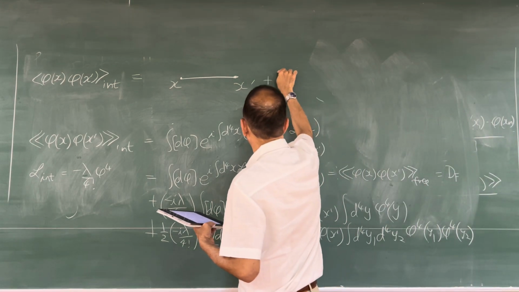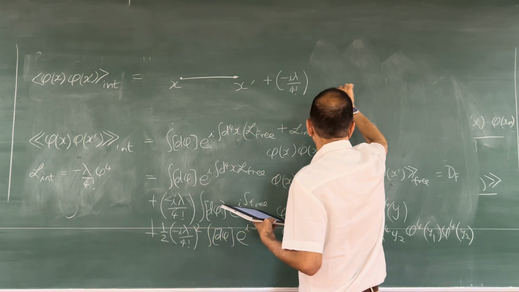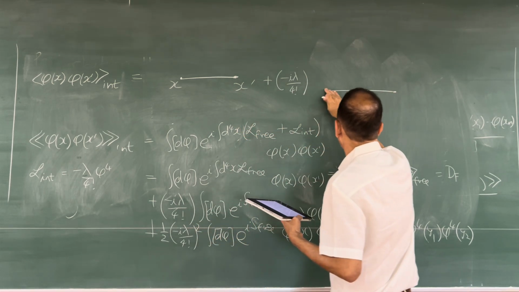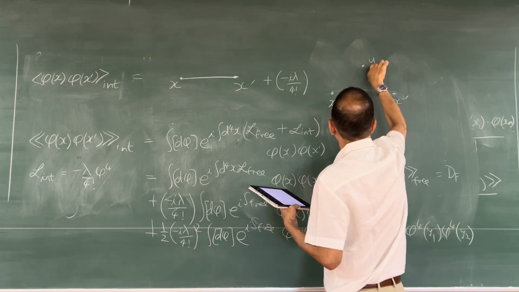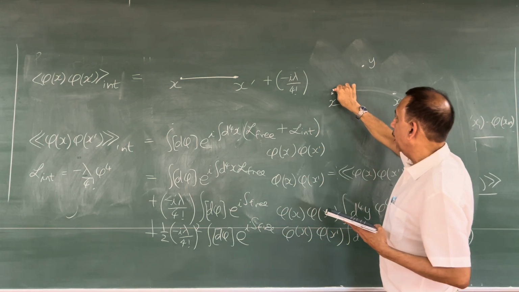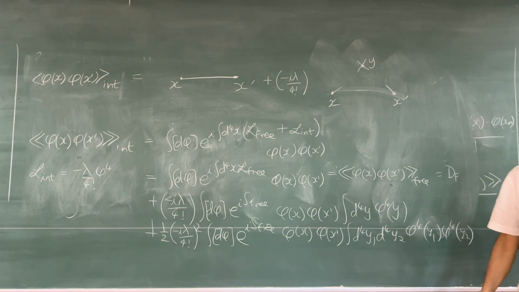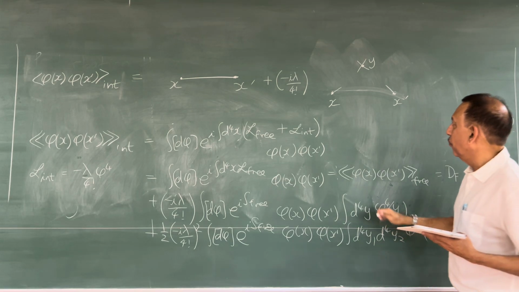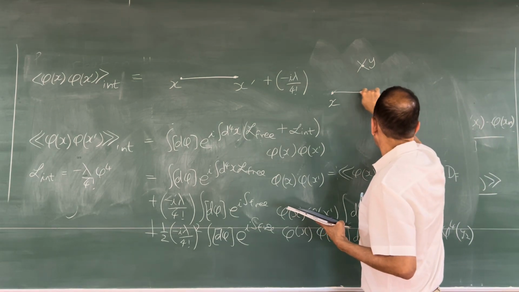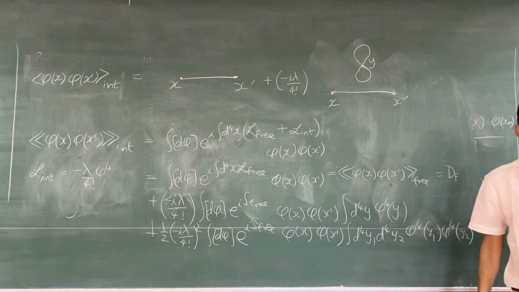Then I have to add minus i lambda over 4 factorial, and now I have to take six points, x, x prime, and four coincident points y. One line comes out of each of these, four lines come out of these, and I have to join them in all possible ways. Put a D_F for every line and then integrate over y, over all space. So for example, one of the options is I join these two, and these two. This is one possibility.